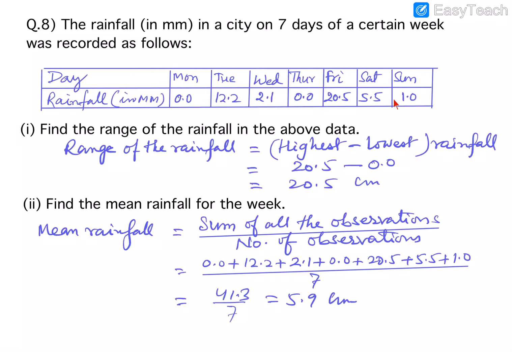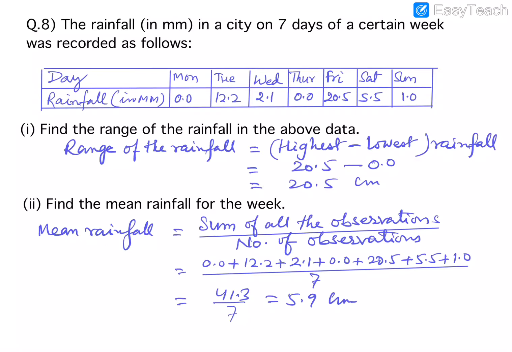As we observe here that highest value is 20.5 and least value is 0, and therefore range of the rainfall is equal to 20.5 minus 0 is equal to 20.5 millimeter. Find the mean rainfall for the week.